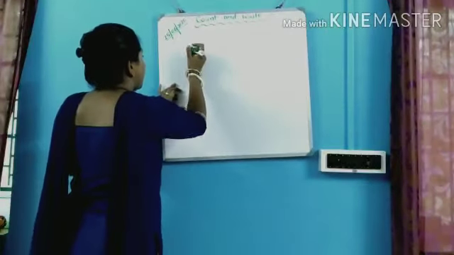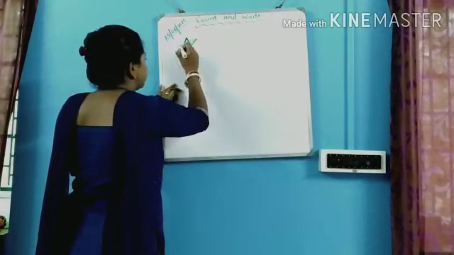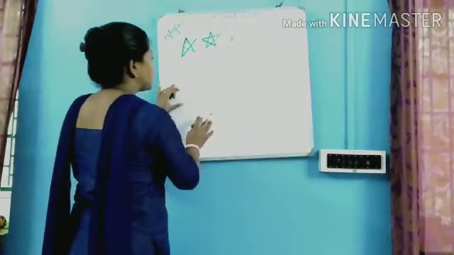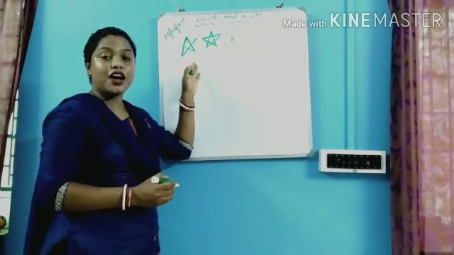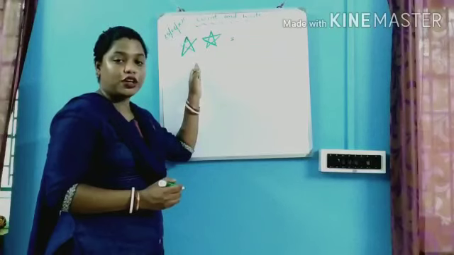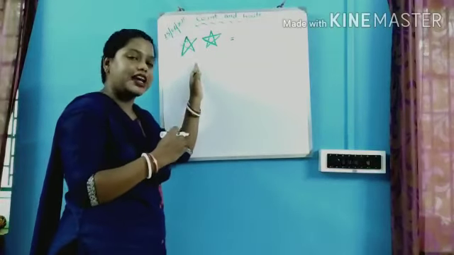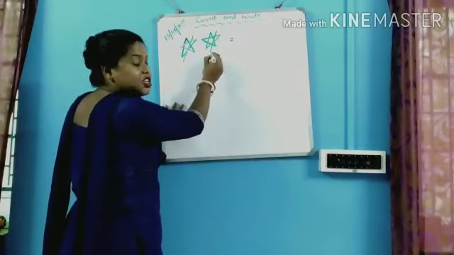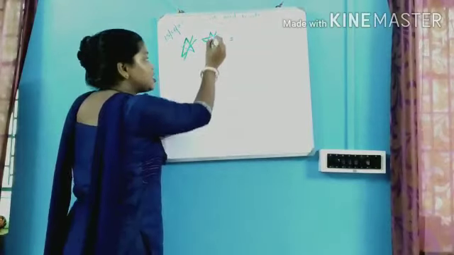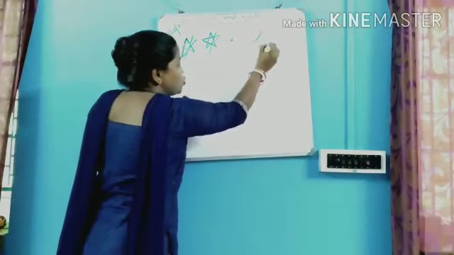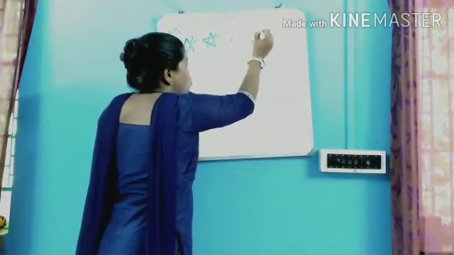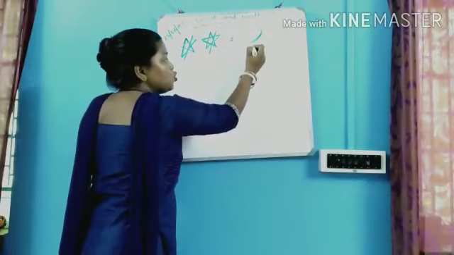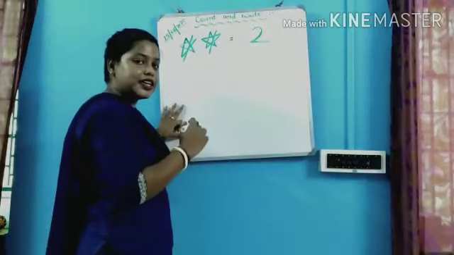First, tell me, what is this? These are stars. How many stars have I drawn? Can you say how many stars? Okay, come and let's count the stars. One star, two stars. Yes, so two stars. How many stars? Two stars. Okay. Now, let's see the next number.